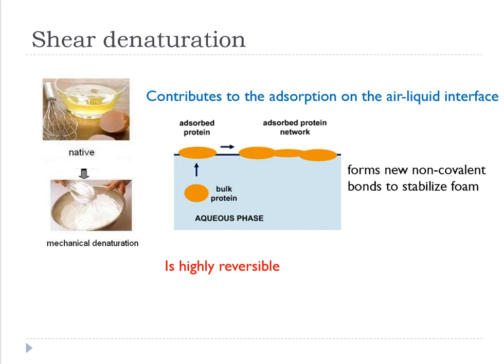Proteins are unfolded at the interface. The conformation changes. The extent of conformational change depends on the flexibility of the protein. So highly flexible proteins denature more than rigid proteins. And the rate of shear affects the denaturation. The greater the shear rate, the greater is the degree of denaturation. And this is a highly reversible process.